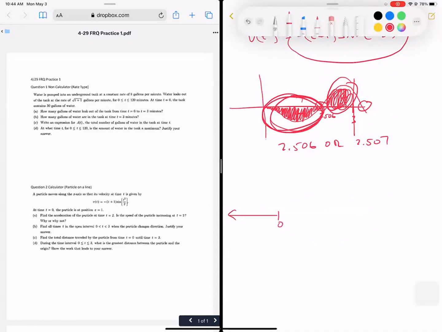So we have to find out what is the area of that curve, which is the integral between 0 and 2.506 of v of t. Because when we take the integral of velocity, that gives us the distance traveled. And you can do this on your calculator. Let's go back to the calculator and see how fast this problem could be. It's more of a concept problem.